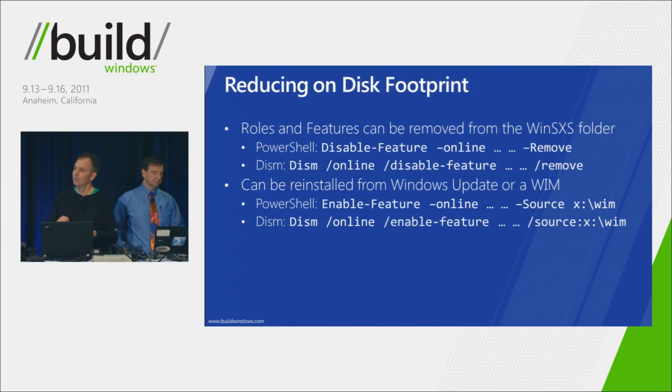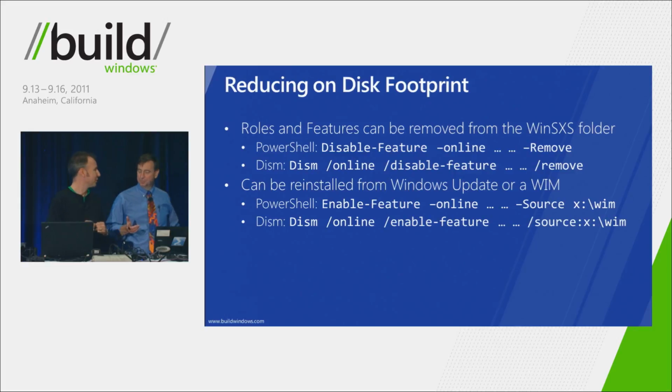Now, reducing on-disk footprint. One of the changes we made in Windows Server 8 is we've also created this functionality called Features on Demand. When you uninstall something, there's now a -remove and a /remove switch, depending on if you're using PowerShell or DISM. What that does is it actually deletes the binaries out of the side-by-side store, so it will free up the disk space. So when you transition down to Server Core, you can do the -remove, and it will remove all the full server binaries. So you shrink down to that minimal Server Core footprint.